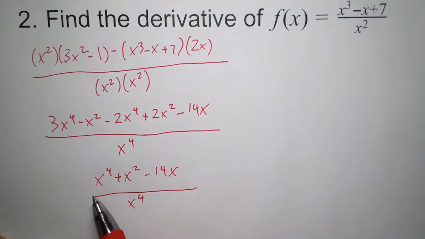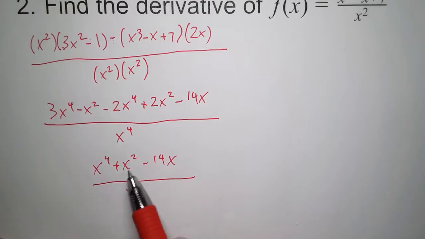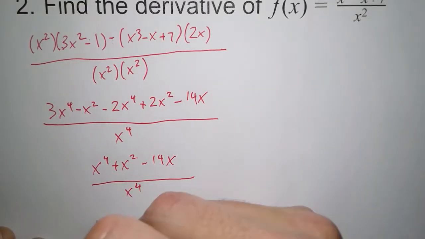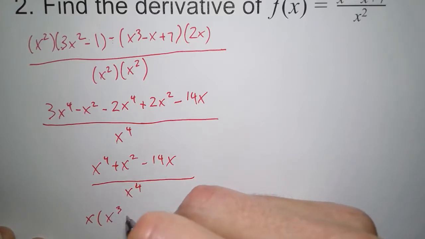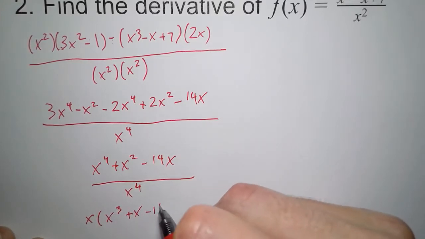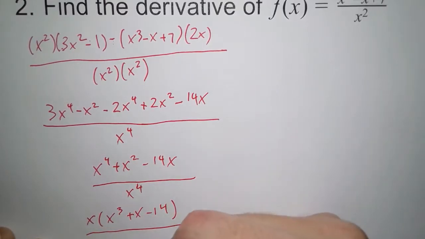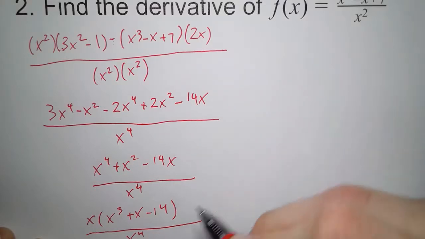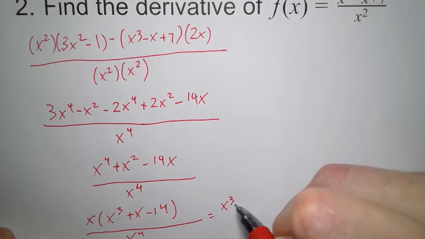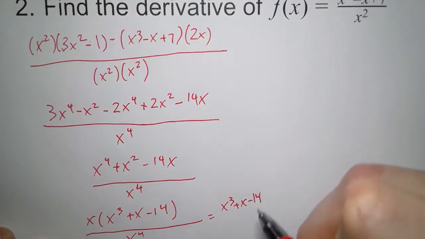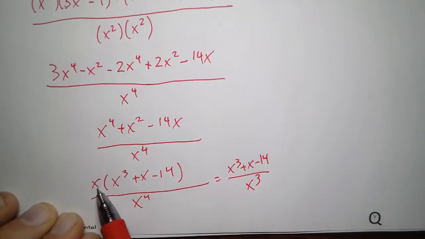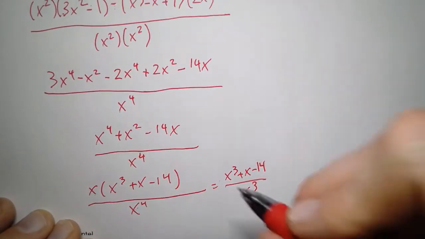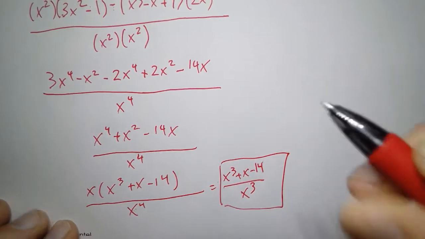Now, one thing that we can do to simplify this is that we can take a factor of x out of the entire numerator. So when we do that, we have x cubed plus x minus 14 in the numerator all over x to the fourth. So that leaves us with x cubed plus x minus 14 over x cubed, because we cancel out one of these x's down here with one of these. And so here, this is our derivative.